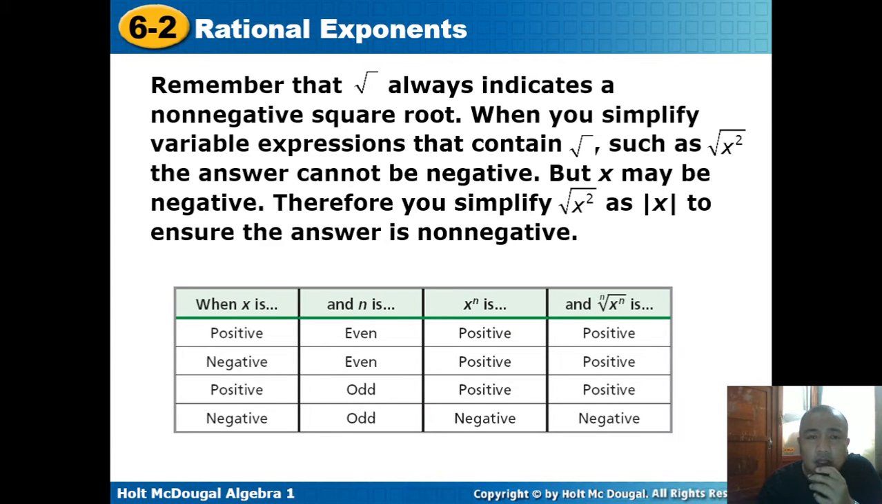Remember that the radical sign always indicates a non-negative square root. When you simplify variable expressions that contain radical signs such as square root of x squared, the answer cannot be negative, but x may be negative. Therefore, you simplify square root of x squared as the absolute value of x to ensure that the answer is non-negative. So we have here the table.